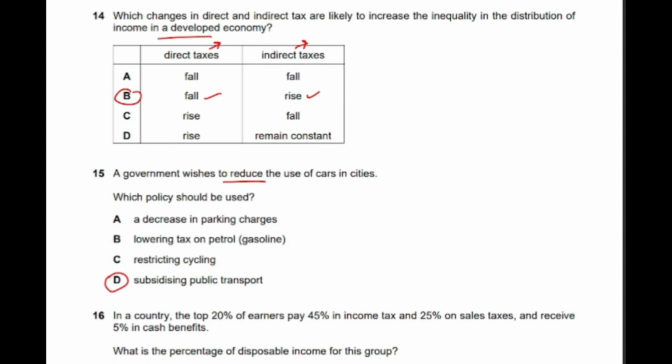So if more buses are running on the road, it means fewer cars will be required. One bus can accommodate a lot of people, but one car can accommodate only a few people. So when we subsidize public transport, more people may be inclined towards public transport, and the use of cars will decrease, and as a result negative externalities will be controlled and the use of cars will fall in the cities.